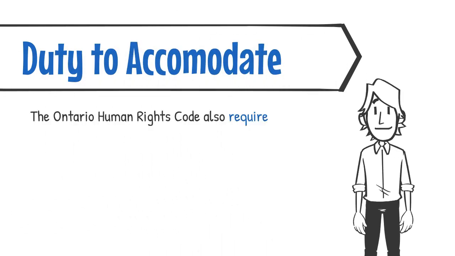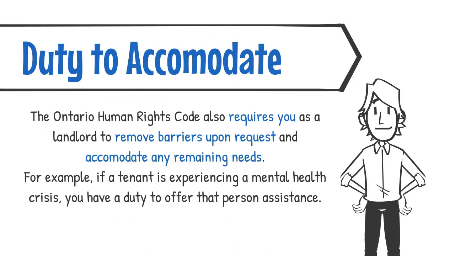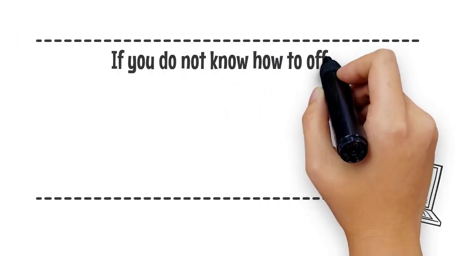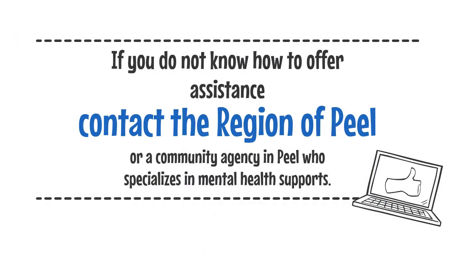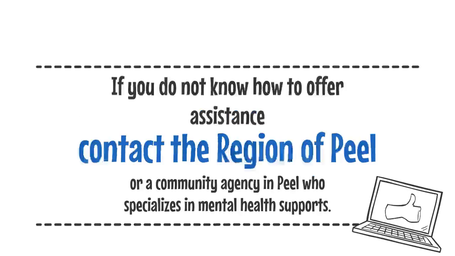Duty to accommodate. The Ontario Human Rights Code also requires you as a landlord to remove barriers upon request and accommodate any remaining needs. For example, if a tenant is experiencing a mental health crisis, you have a duty to offer that person assistance. If you do not know how to offer assistance, contact the Region of Peel or a community agency in Peel who specializes in mental health supports. You will learn more about this later in the orientation session.